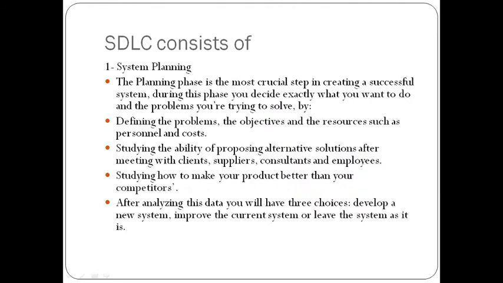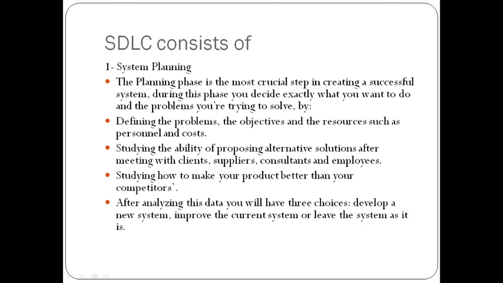First is system planning. The planning phase is the most crucial step in creating a successful system. During this phase, you decide exactly what you want to do and the problem you are trying to solve. That is planning. First, we have to find a problem, then define it and set the objective for that problem. Study the ability of proposing alternative solutions after meeting the client, supplier, consultant, and employee. Study how your product is going to be better than the competitors.